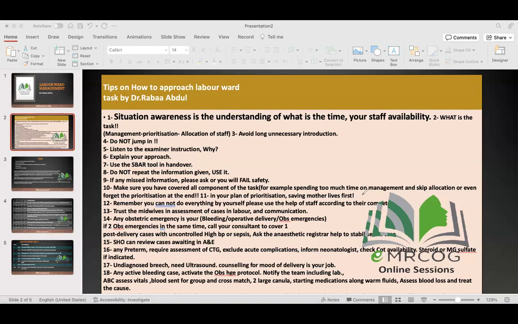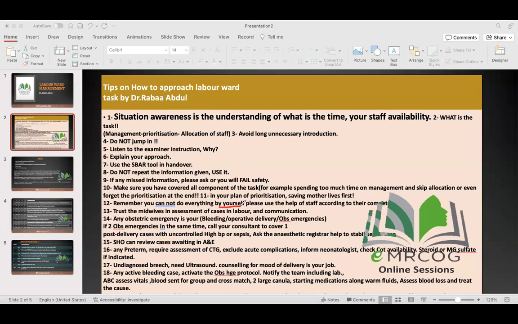Then remember that you can't do everything by yourself. And this is again another common mistake by the candidate. I listen to candidates and all the time they say in room 1, I will go and see and assess. In room 2, I will go and see and assess. In room 3, I will do. No, you can't do anything. This is physically actually impossible, okay?